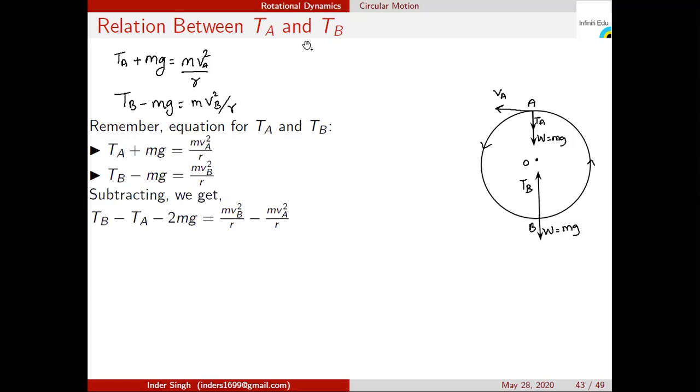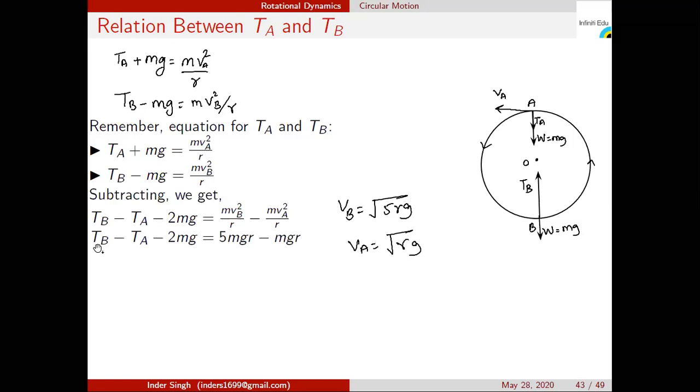Then we should know the values of va and vb. So what is the value of vb? The vb value was equal to under root of 5 rg. If you remember, the va value was equal to under root of rg. So if you square, the root will go away. So what we have is TB minus TA minus 2 mg equal to mvb square divided by r. So in vb square, the root will cancel, 5 rg, r and r will cancel, what remains? 5g. R will not be there, right? R will cancel, right?